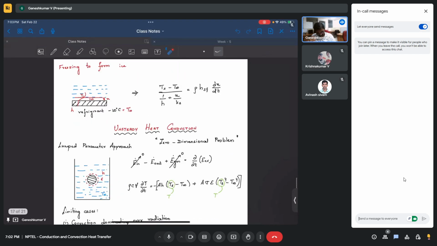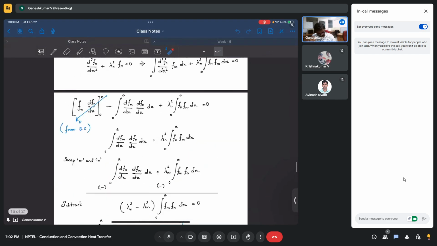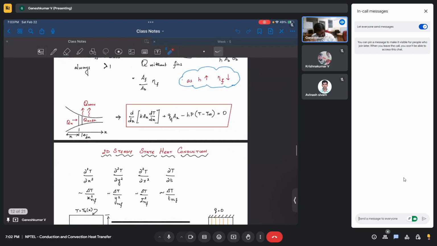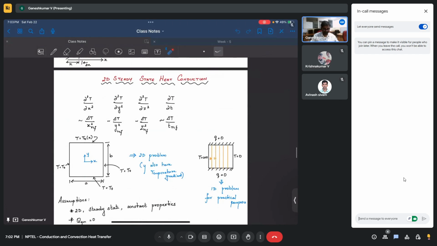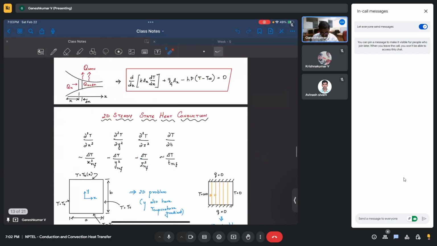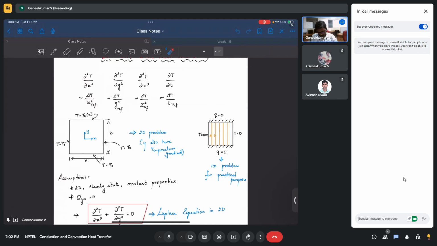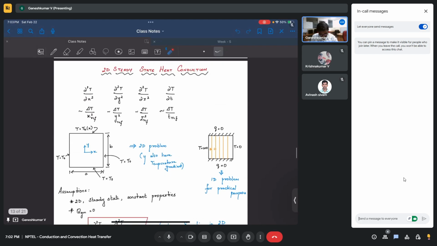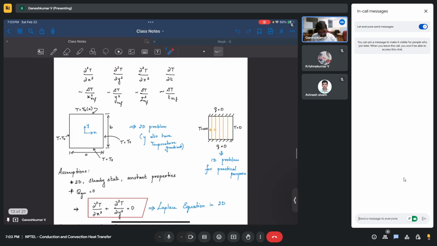So let's just quickly go through what we did in week 5. In week 5, most of the time we spent on the 2D steady state heat conduction equation, if you remember. Till now we have been dealing with 1D steady state heat conduction. Now we've started 2D steady state heat conduction analysis, and we understood when you should say it's a 2D problem and when it is a 1D problem, and how you simplify a 2D to a 1D problem. All these things professor has discussed, right?